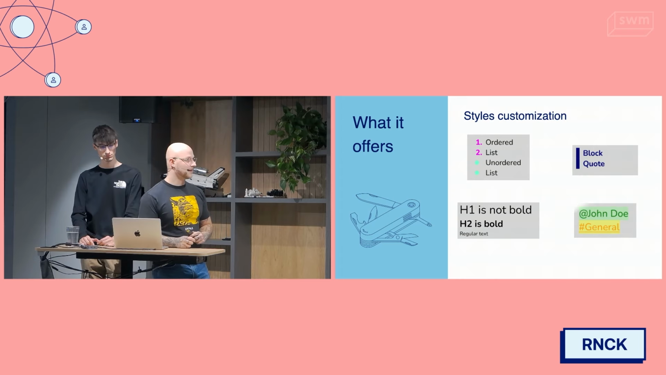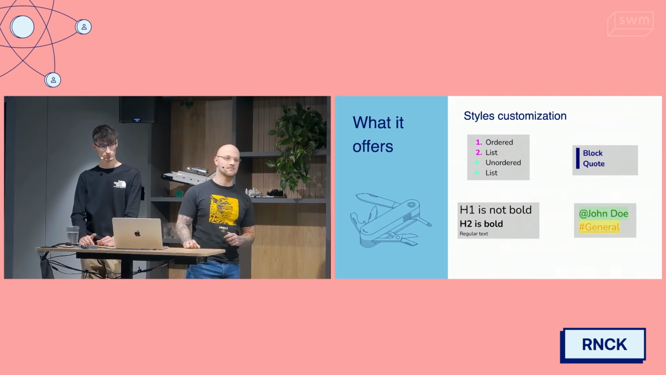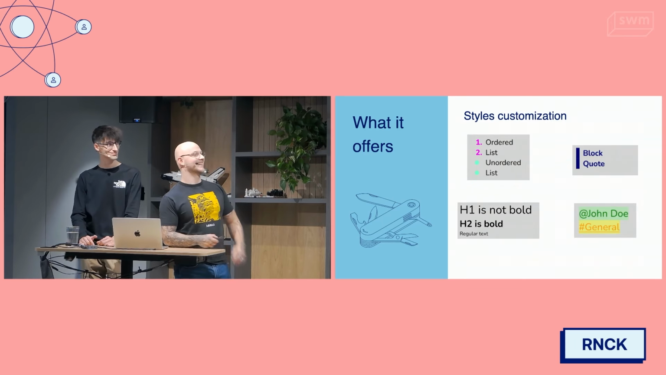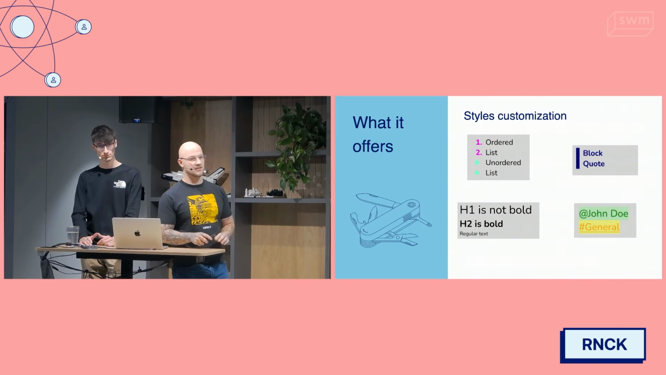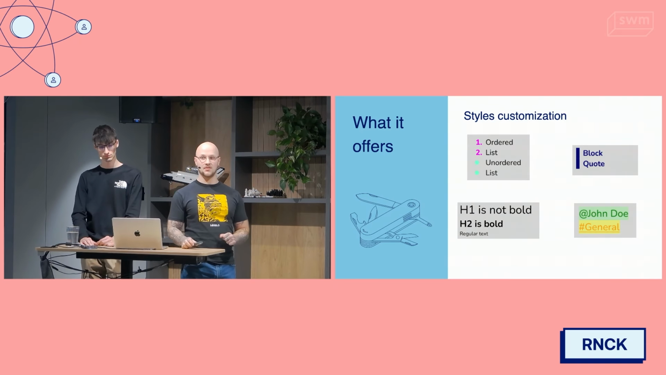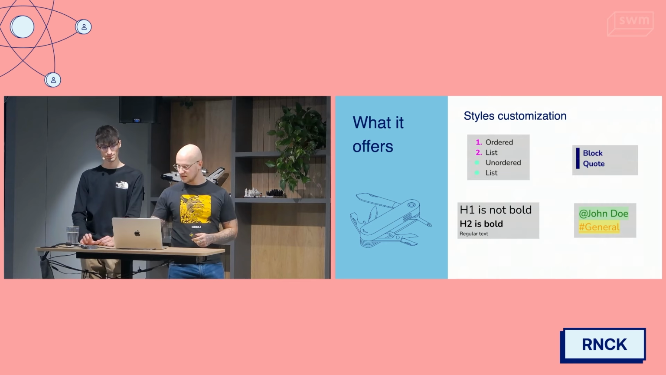And the coolest one, the mentions that Igor just mentioned. Each different type of mention, so for example, a user mention or channel mention, can have completely different styling config. So we can change the background, foreground color, and underline properties as well. And there's more, of course.